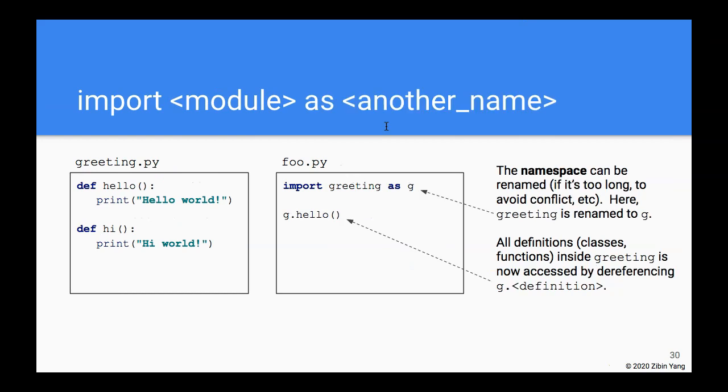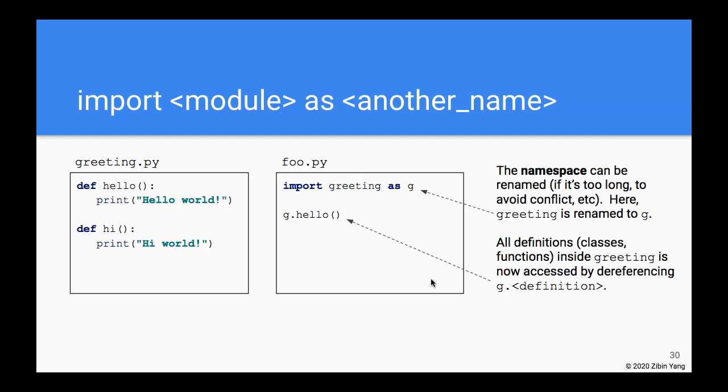Now, when do you want to rename the namespace? Well, usually it's either, like I just said, that it's too long and we're lazy, so we want to rename it to something shorter, or that we're importing from several different places and two of them have the same name. In such a case, we also want to rename the namespace.